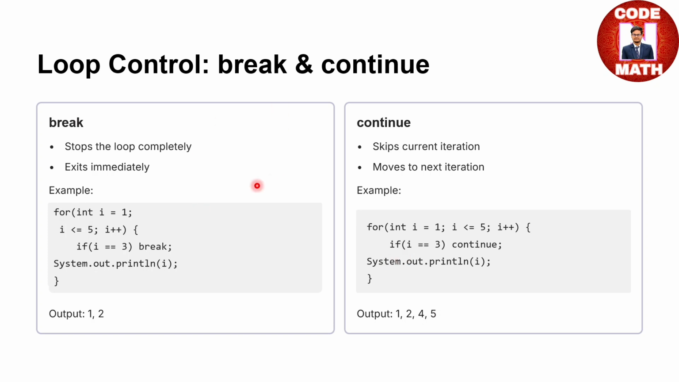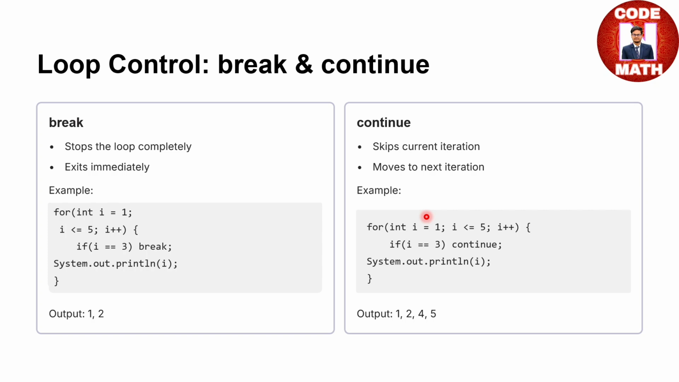So these were the two statements which are mostly used in the loop to break and to continue the iteration of the loop. If we talk about an analogy, then we can say that break is like leaving the cinema hall in the middle of the movie, and continue is like skipping the boring scene but still watching the movie.